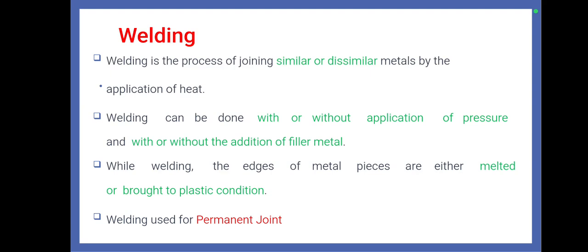Applications. Welding is used for permanent joints as we discussed already. It is used in the manufacture of automobile bodies, aircraft frames, railway wagons, machine frames, structural works, tanks, furniture, boilers, general repair work, and shipbuilding.